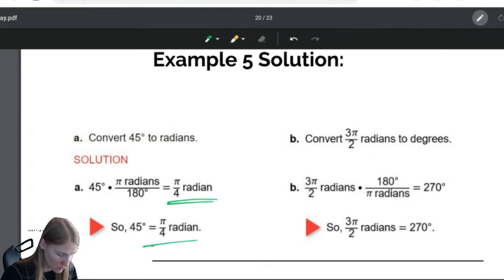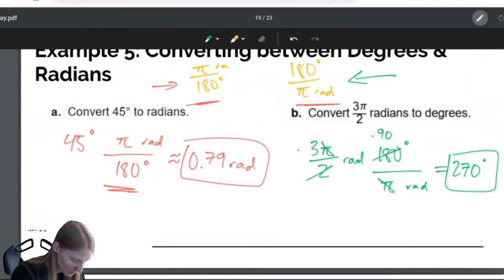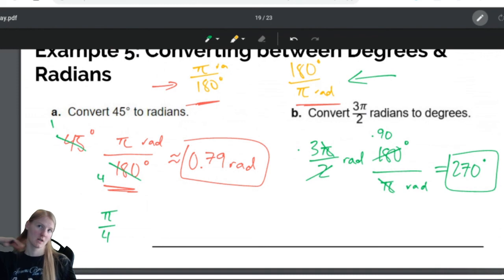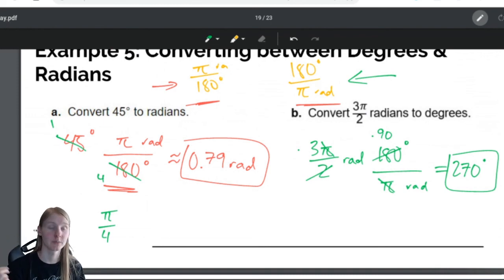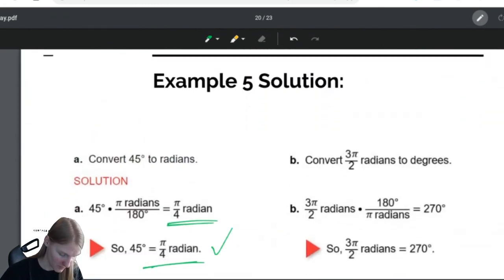Ooh, they left it in exact form. Yeah, they left it in exact form. So they just canceled out the 45 and the 180. Let's see, 180 is divisible by 45. Yeah, 180 divided by 45 is 4. That's where they got the pi over 4 from. So, be careful. Sometimes they might want it in exact form when you're talking about radians. So, pi over 4 looks good, and 270 degrees looks good.